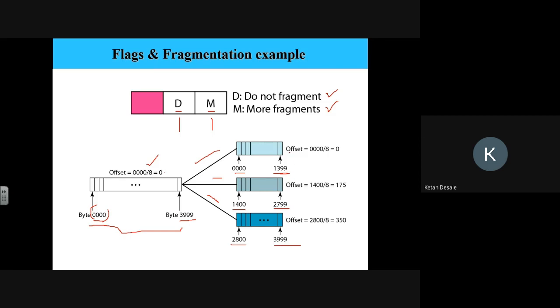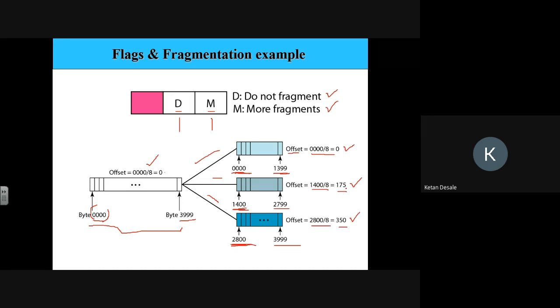To find the offset value, I take the first byte of each of these packets. In the first case, 0000 divided by 8, the offset value is 0. In the second fragmented packet, I take 1400 divided by 8, and the value is 175. In the third packet, it is 2800, and dividing it by 8, I get 350.